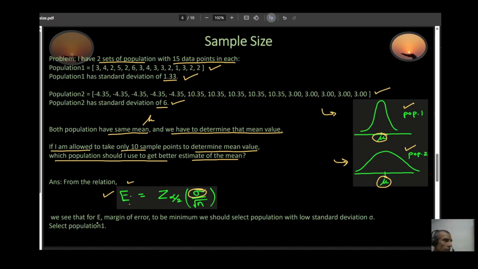So we see that our E, the margin of error, is minimum when we select our population with the low standard deviation. You want your sigma to be as low as possible, for this to be as small as possible. In this case, we are going to select population 1 because it has low standard deviation. And this will give you the low margin of error.